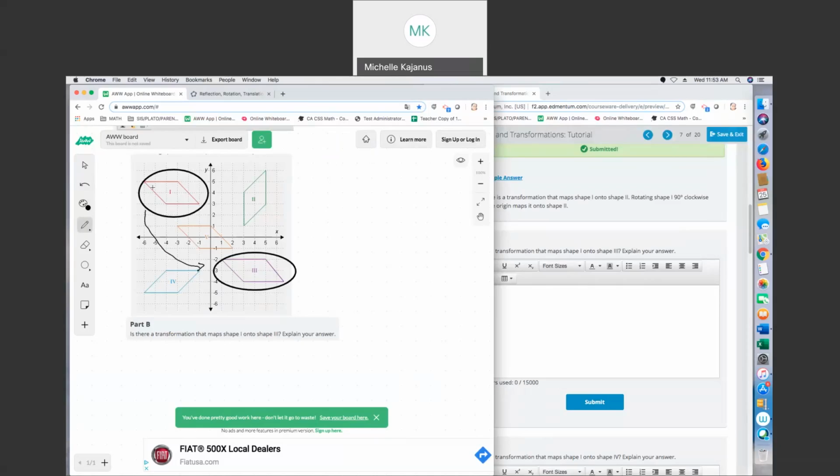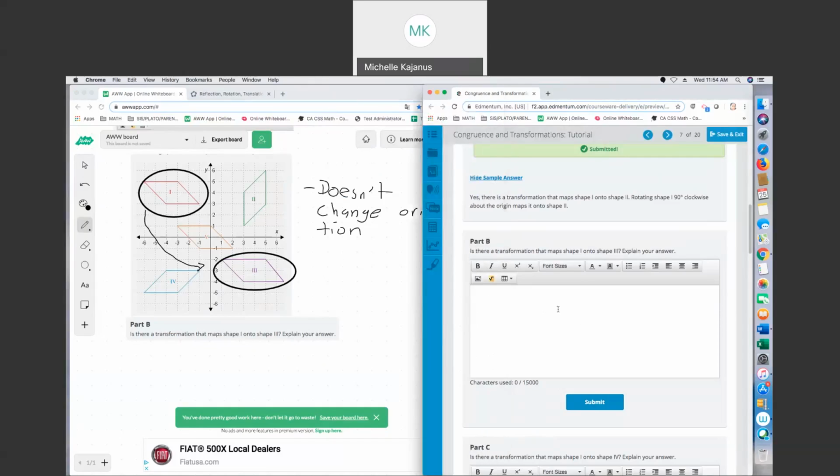I observe that shape doesn't change orientation. Orientation. That means it keeps facing the same way. So it's probably not a rotation. It looks like it was just moved down here. Reflection could be a good guess. Maybe a translation. Again, if you're not entirely sure, you can type it. Let's say I guessed that it was a reflection. It's not gonna be a reflection.